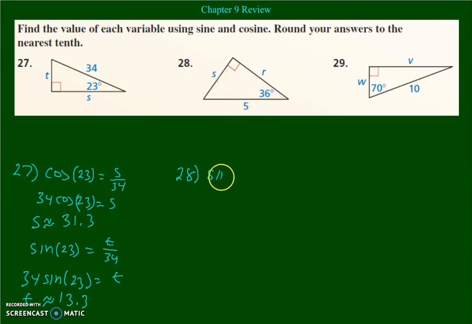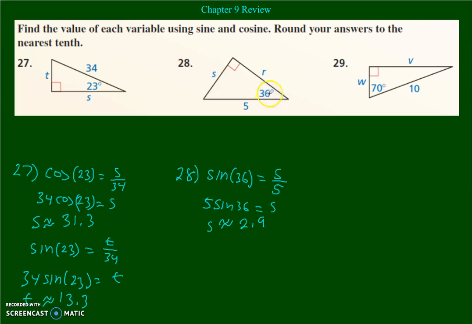So sine 36 equals S over 5. Yes, I know my S and 5 look very similar, but that's an S, that's a 5. Multiply both sides by 5. 5 sine 36 equals S, and S is approximately 2.9. Now, let's do R.